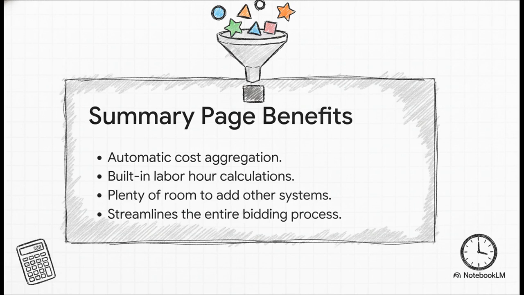This final tally gives you automatic cost aggregation and built-in labor hour calculations in one immediate glance. On top of that, these summary pages leave plenty of room for you to manually add in other systems and space for varied material types. It basically takes thousands of individual data points and seamlessly streamlines the whole bidding process into one cohesive, triumphant view of your project's true cost.